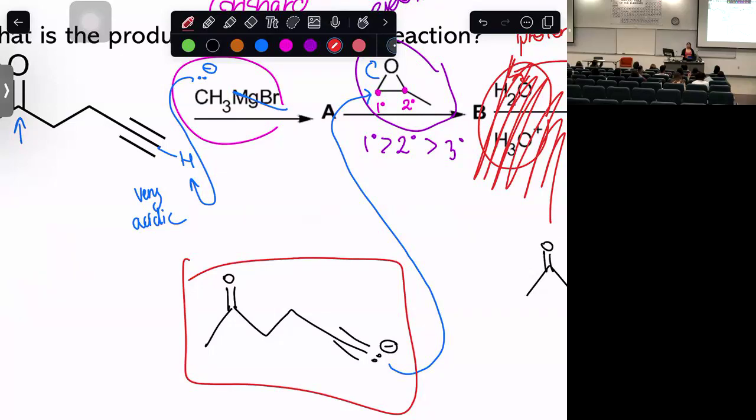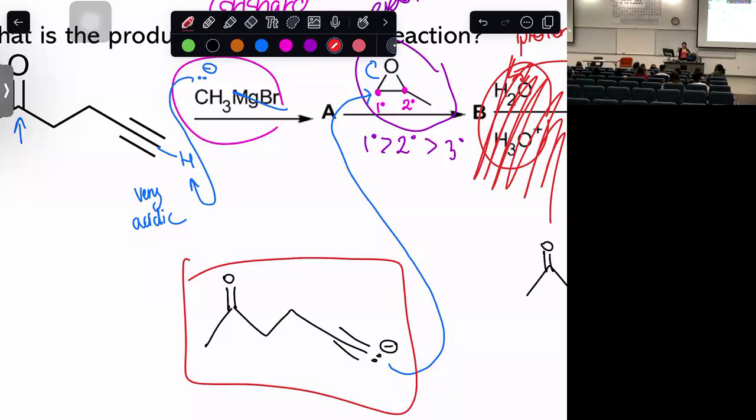Usually bases tend to have a negative charge, acids tend to have a positive charge. No, opposite. Bases and nucleophiles, negative. Acids, positive. Okay? Do not mix them up.